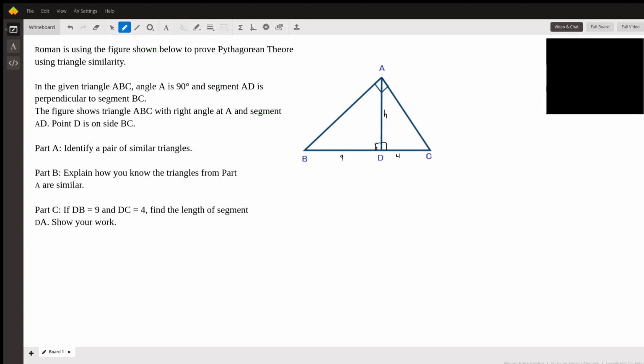Well, the first thing I want to do is just color code them. So we have this triangle here. We'll make that the green triangle. And then we'll make the other one the red triangle. So kind of a Christmas triangle. Red and green.